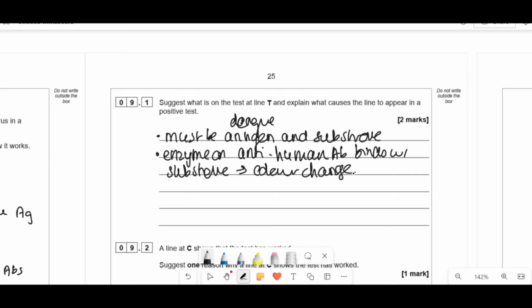So you really need to make sure you're specific with what's going on here. There's no reason for it to just stop. It would just keep diffusing forever. You need to look at what's binding, what's moving this way, what's moving that way, what's binding to what. A lot of people, again, were just saying detection of antibodies or antigens in the blood. Don't do that. Look at what the question's telling you. The test can only detect antibodies.